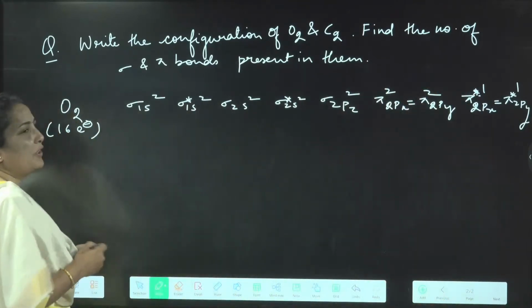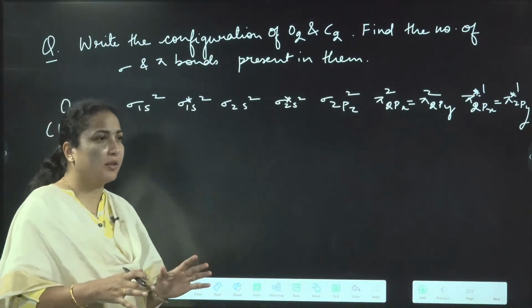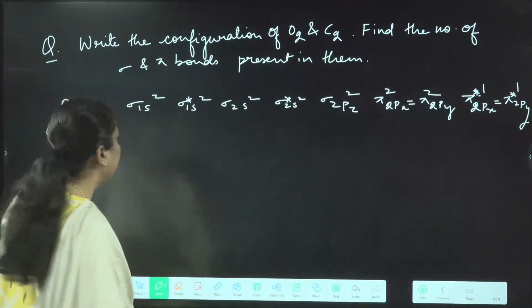Now the thing is, when we have to identify how many bonds are there, we are talking about sigma bonds and pi bonds.